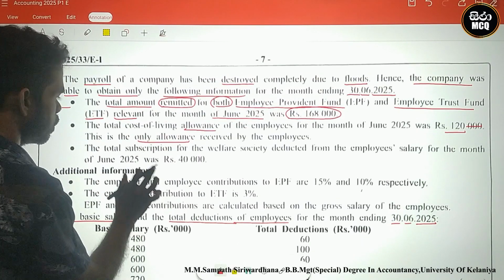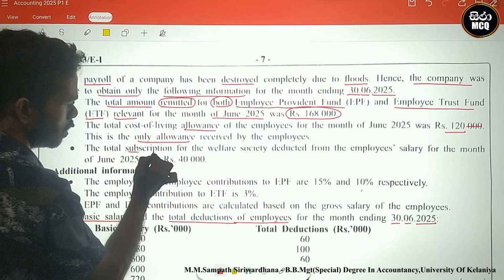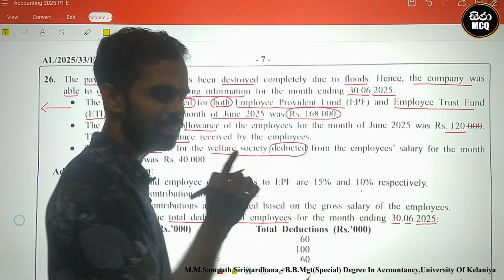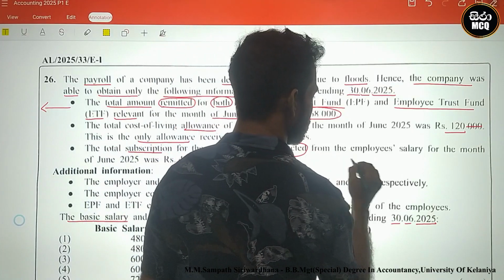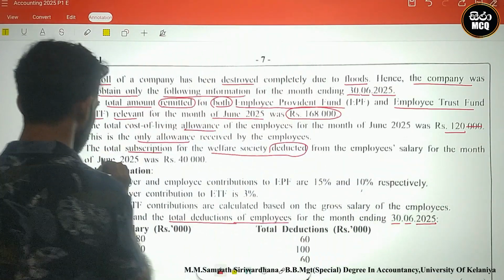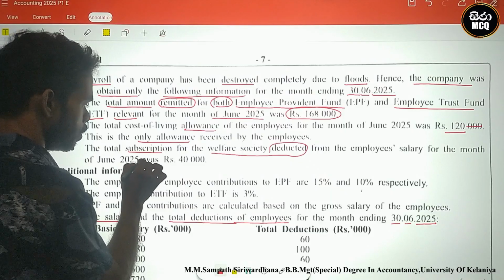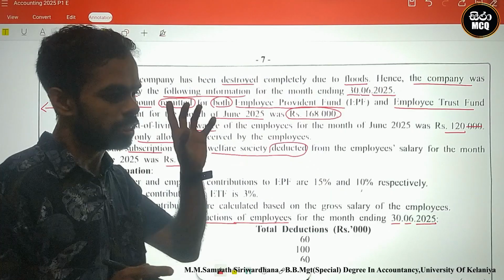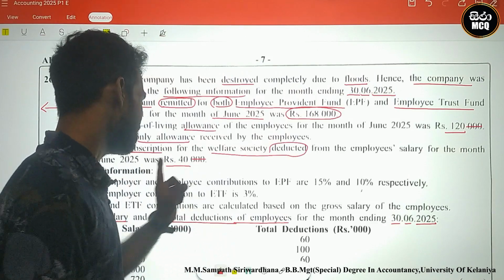Third one, look here, the total subscription for the welfare society deducted. There is a deduction from employees' salary for the month of June, which was 40,000. Therefore there is a welfare society deduction of 40,000.